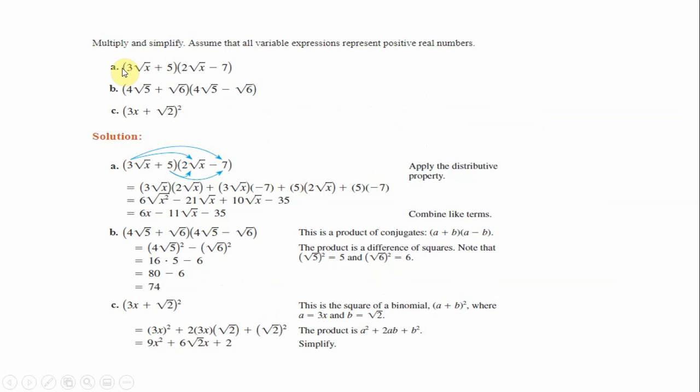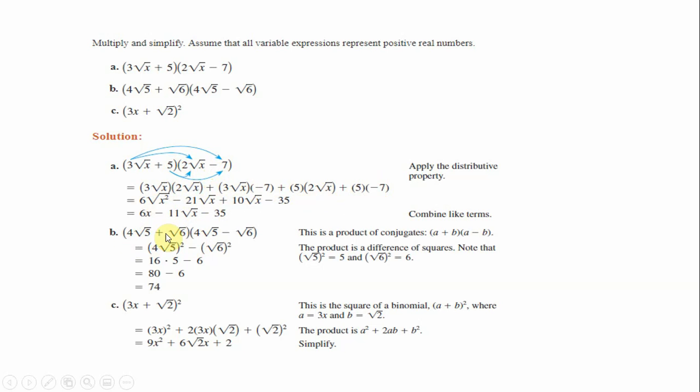So these don't necessarily have to be integers. They can be other numbers. We can still do the very same thing when I'm multiplying these together. So let's multiply these two. Take this term, multiply 3 times 2, 6. Square root of x times square root of x is the square root of x squared, which is just x. 3 square root of x times negative 7, plus 5 times 2 square root of x, and then 5 times the negative 7 gives me that negative 35, and I just simplify from here. Here's the negative 21 plus 10 square root of x. That gives me the minus 11 square root of x as I simplify.